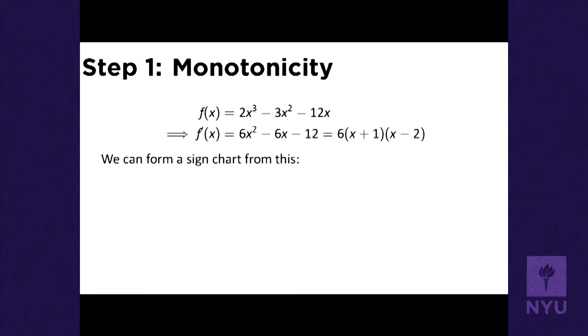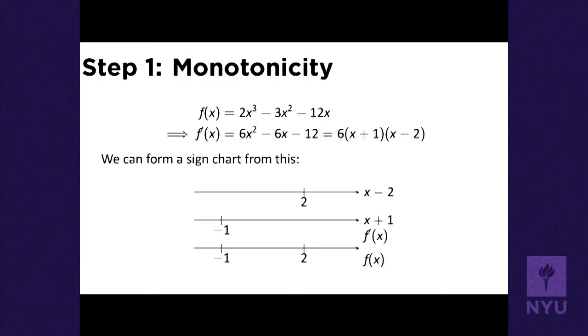Where is the derivative equal to 0? X is which? -1 and +2. So we'll make a sign chart that has a line for x minus 2 and a line for x plus 1. And we know that there are critical points at -1 and at 2. We want to know what happens in between those. Okay.